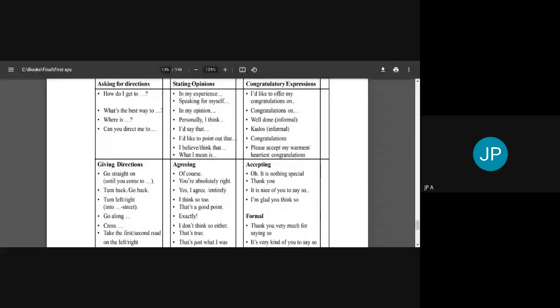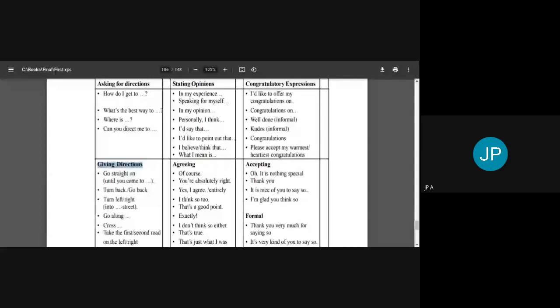So it is useful if you can learn a few different ways of asking for directions. And below that, you can see the different ways in which we can give directions, giving directions. So that is what you see below in that column. The same column, the second row is giving directions.